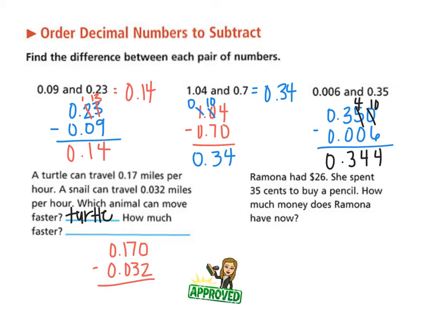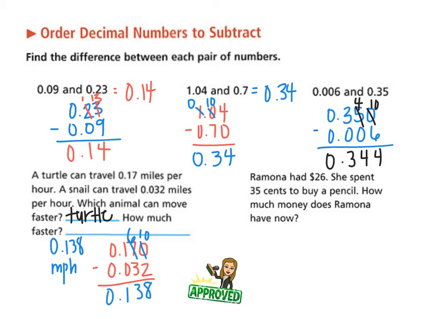Now I subtract. I have to borrow right away. I can't do 0 minus 2, so I'll borrow from next door, making a group of 10. So 10 minus 2 is 8, 6 minus 3 is 3, 1 minus 0 is 1, decimal point, no whole numbers. So the turtle is 138 thousandths miles per hour faster than our little snail. So literally just barely.